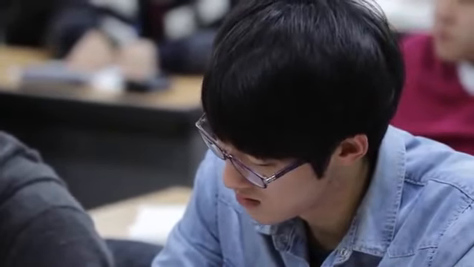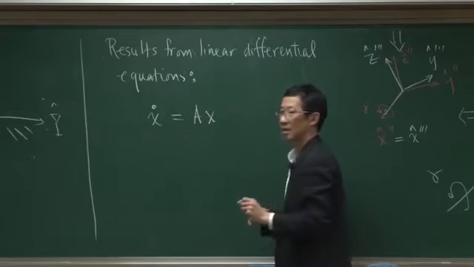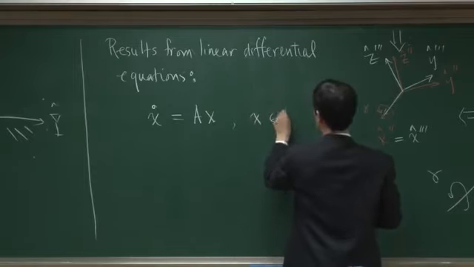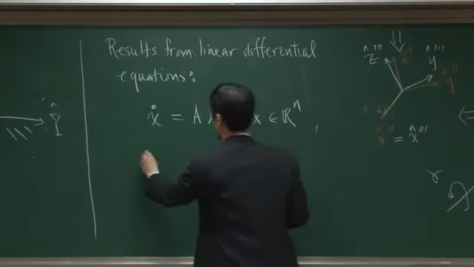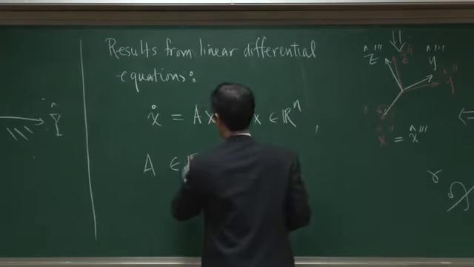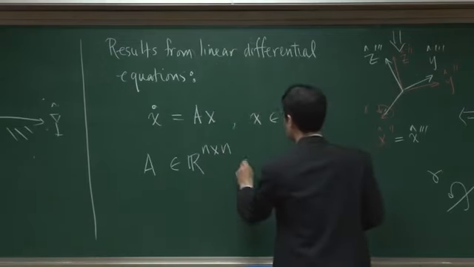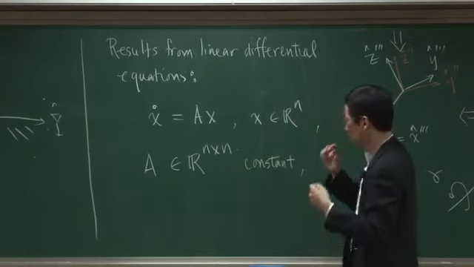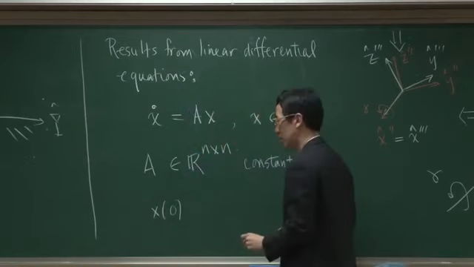The equations we're interested in are of the form x dot equals Ax. Here x is an n-dimensional vector, A is an n by n matrix, and we're going to assume it's constant. Let's assume the initial conditions are given at 0, so x0 is given.